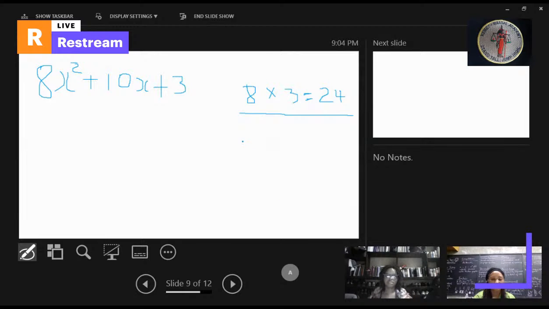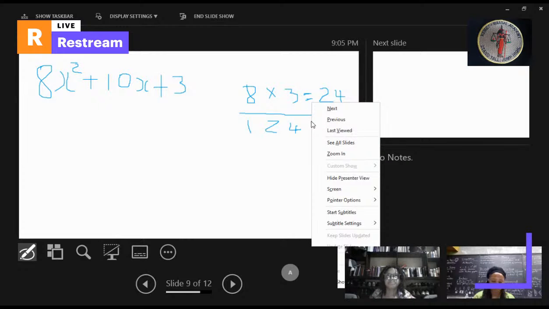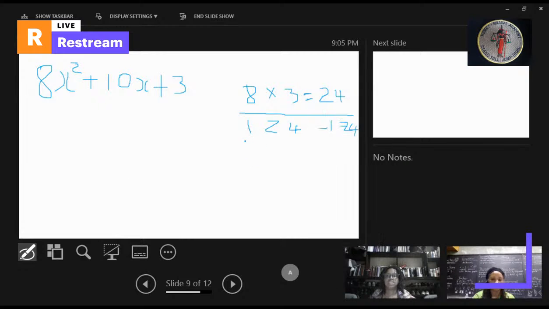All right, we're going to find out which pair of factors of 24 adds up to give positive 10. The first two factors of 24 are 1 and 24, and negative 1 and negative 24. Okay, miss. The next one is 2 and 12, and negative 2 and negative 12.